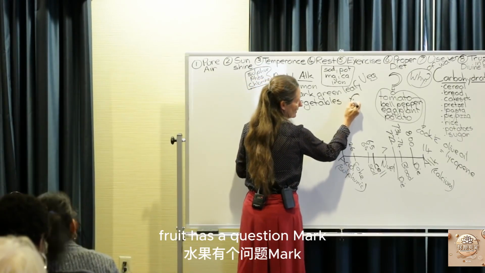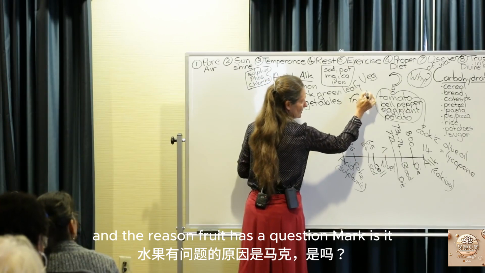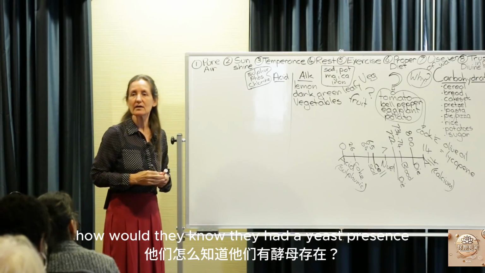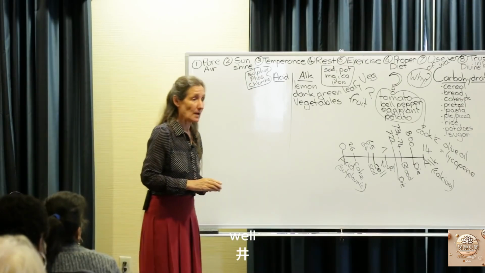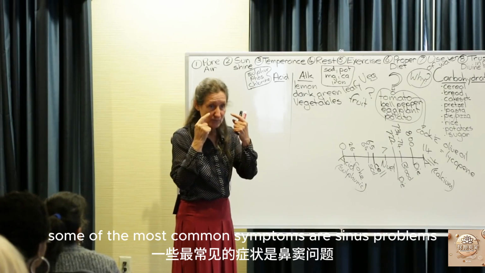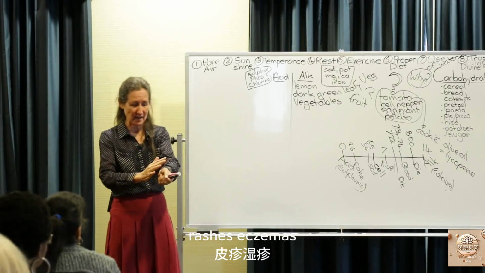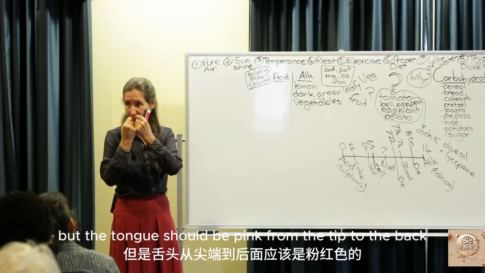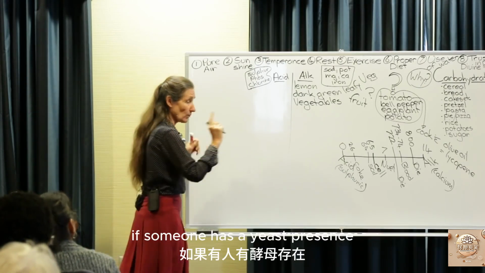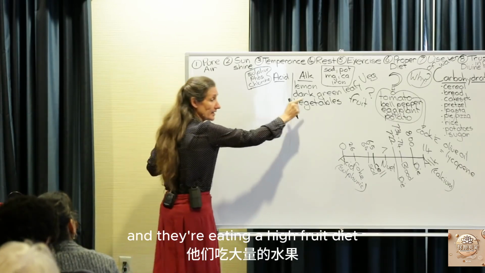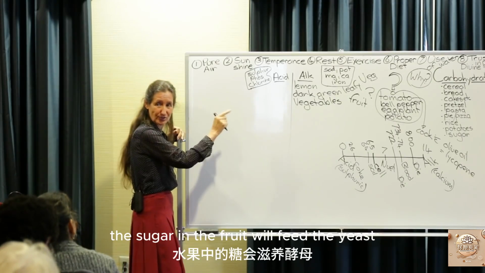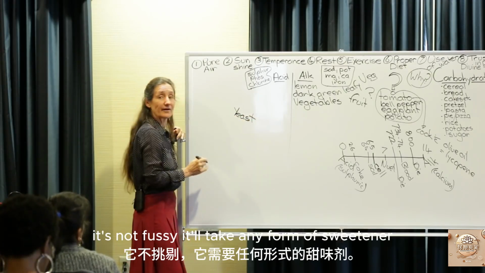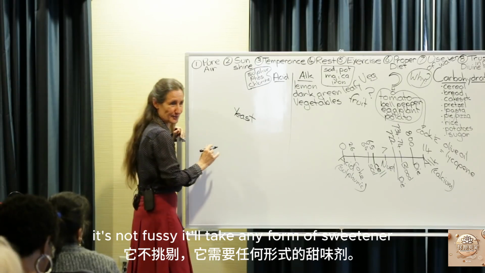Fruit has a question mark, and the reason fruit has a question mark is that if someone has a yeast presence in their body, how would they know they had a yeast presence? Well, some of the most common symptoms are sinus problems, rashes, eczemas, psoriasis, but the tongue should be pink from the tip to the back. If someone has a yeast presence and they're eating a high fruit diet, the sugar in the fruit will feed the yeast. It's not fussy. It'll take any form of sweetener.